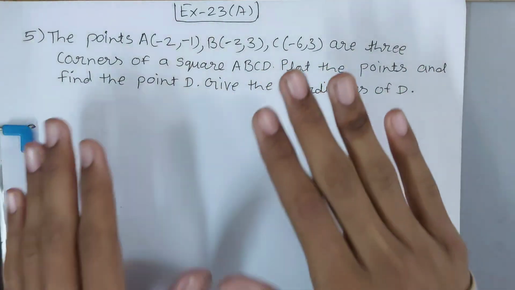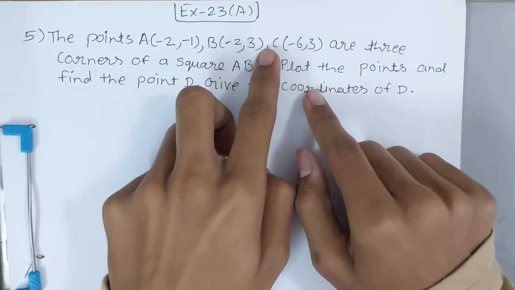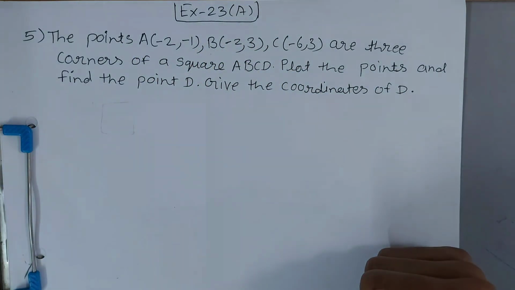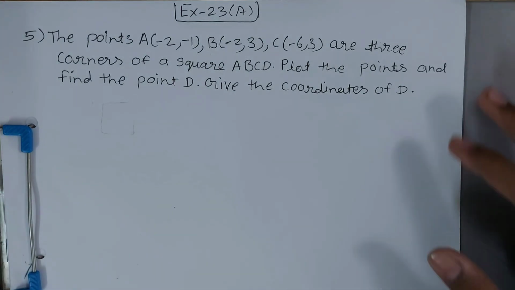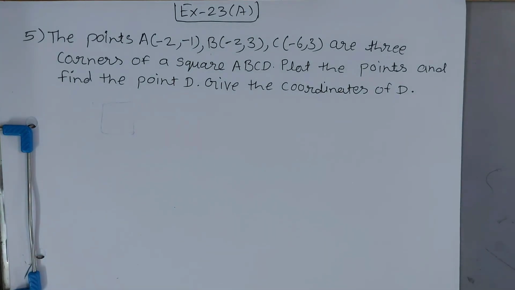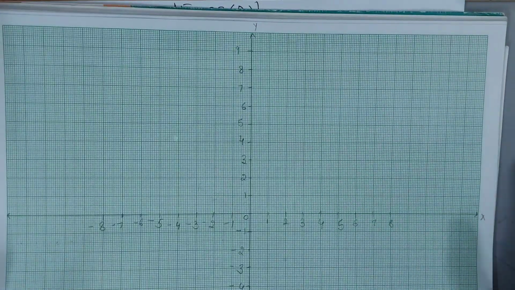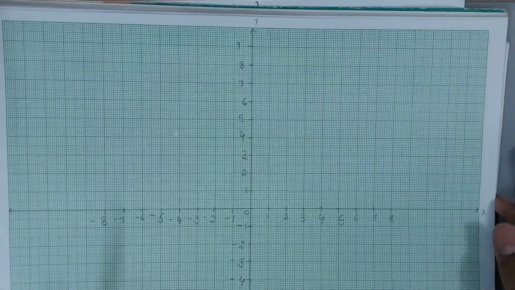Okay, we have to plot all of these 3 points and then we have to find the fourth point, which is D. We are all aware that in a square there are 4 points, as we can clearly see. So similarly you're going to take the graph, as you can see here. We have all the axes marked and the numbers ready, to save up time and energy.